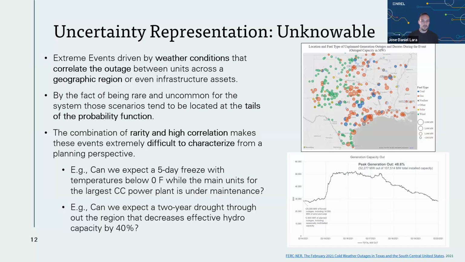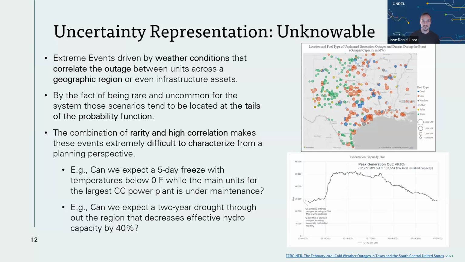So we have to answer questions that are difficult, like when can we expect a 5-day freeze with temperature below zero? What happens if that is correlated with a particular combined cycle unit being in maintenance? And we can also have longer periods, especially when we apply resource adequacy to long-term planning. When can we expect another 2-year drought like what happened in 2014, 2015 in California, and lose 40% of our effective capacity of hydro?